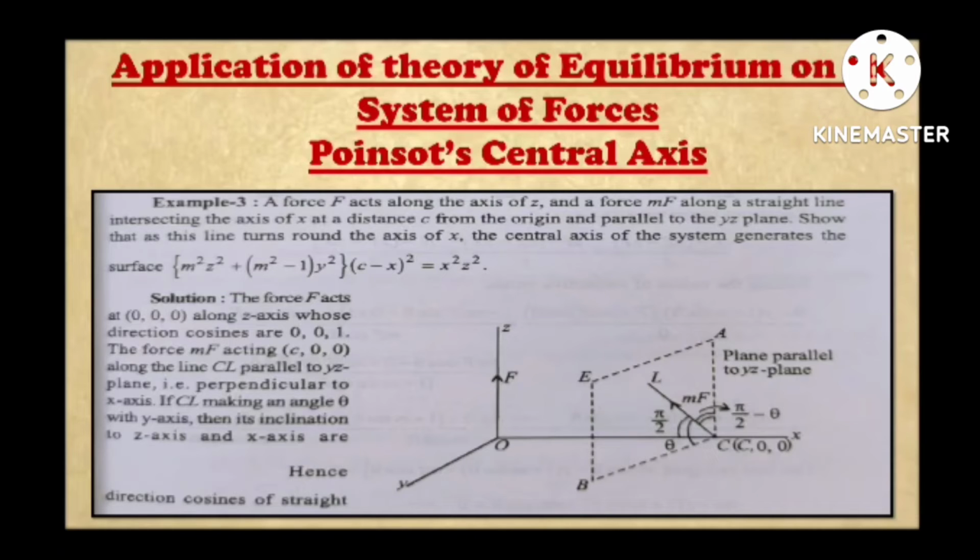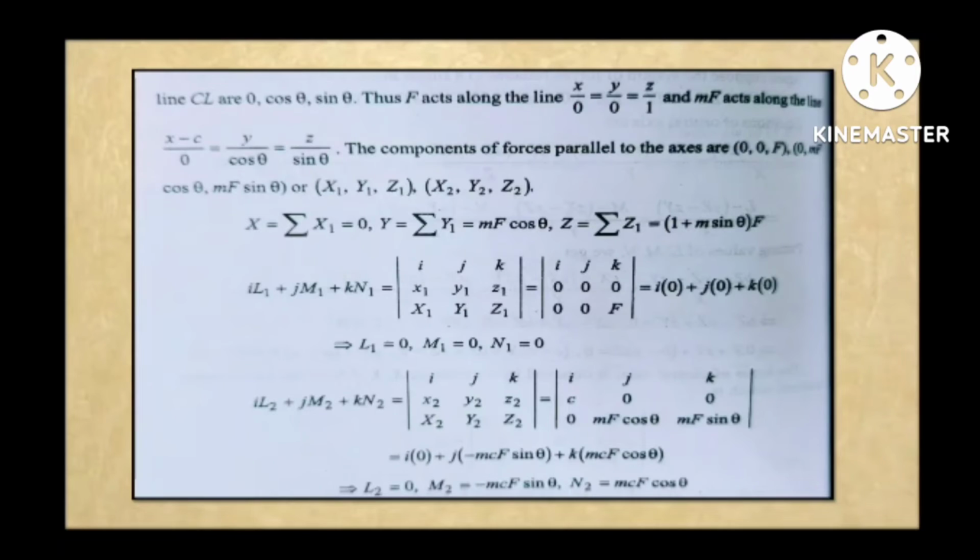Now the solution is: the force F acts at 0, 0, 0 along the z axis, whose direction cosines are 0, 0, 1. The force MF acts at c, 0, 0 along the line CL parallel to the YZ plane, that is, perpendicular to the x axis. If CL makes an angle theta with the y axis, then its inclination to the z axis and x axis are complementary, hence the direction cosines of straight line CL are 0, cos theta and sin theta.